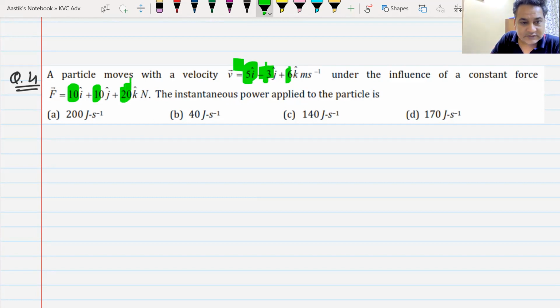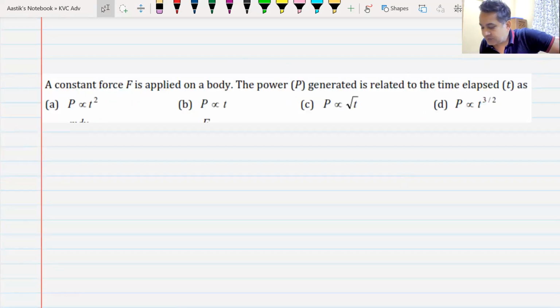Okay, and this is the last question that we had to do. Well done. We have done what I had in my mind. Last one. A constant force F is applied on a body. The power generated is related to the time as... But the question is not appearing. I think I need to restart my system. Something is not correct. So as soon as the class is over, I'll do that.